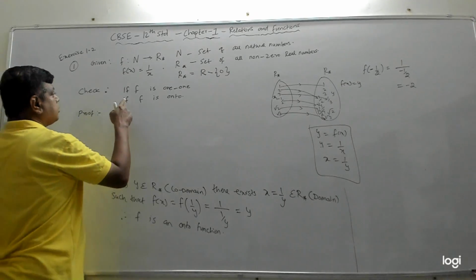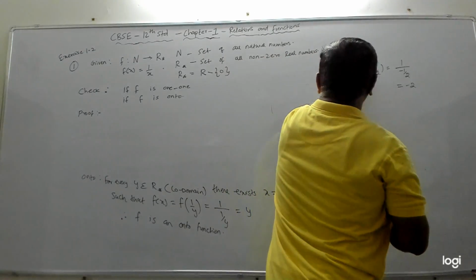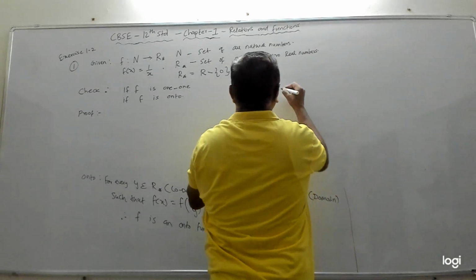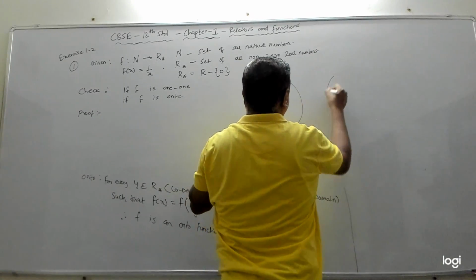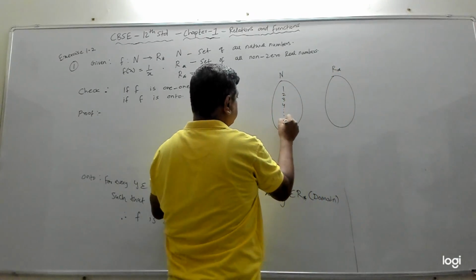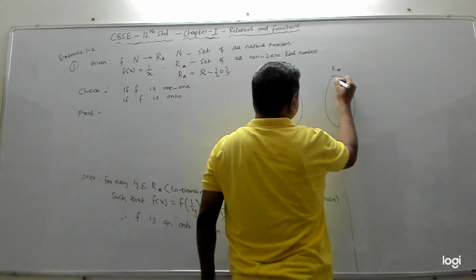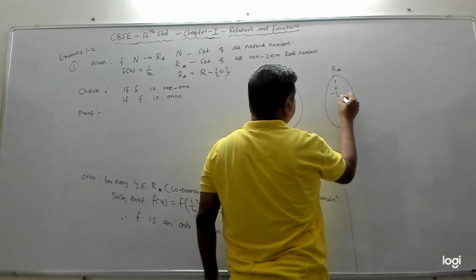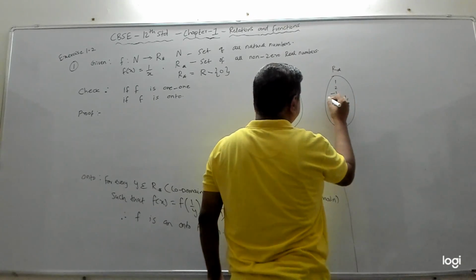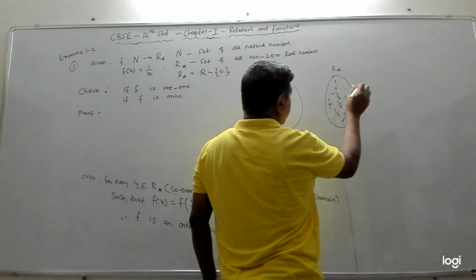So now to check 1 to 1 again, let us see how the arrow diagram will look like. Suppose this is your N, natural numbers, and this is your R star. Now this will have 1, 2, 3, 4, etc. It will not have 1 by 2, 1 by 3 and all, because it is all natural numbers. This is all real numbers except 0. So it will have 1, 2, minus 1 by 2, 1 by 2, 1 by 3, 1 by 4, 1 by 5, etc., root 2, root 3, all the real numbers except 0.